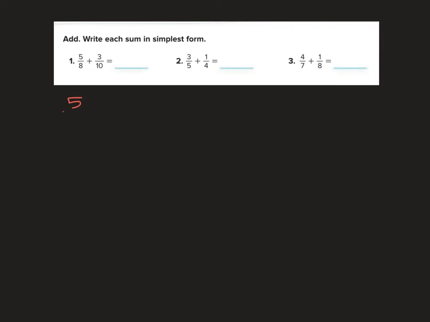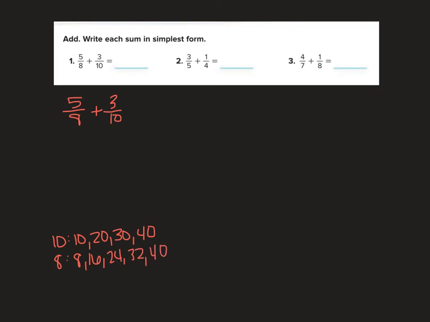So I have 5/8 plus 3/10. This is going to be a little different here. This one's not going to be a straightforward least common denominator, so I think it's easier to count by tens. 10, 20. I know 8 doesn't go into 20. 30, nope, 8 doesn't go into 30, but it does go into 40: 8, 16, 24, 32, 40. So 40 is where they're going to intersect.